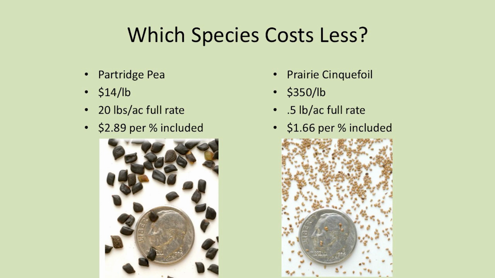So here's another little example of partridge pea and prairie cinquefoil. If you look at the cost there per pound, $14 versus $350 a pound. And then if you look down at the bottom there, the price per percent that it's included in the mix is actually a little bit less there for the prairie cinquefoil. So just another example there to try not to let the prices necessarily dictate what you're putting in the mixes.